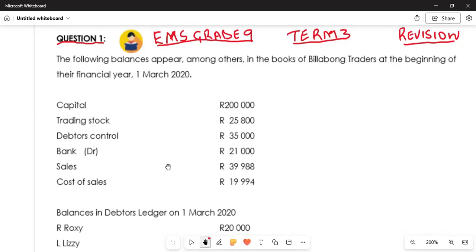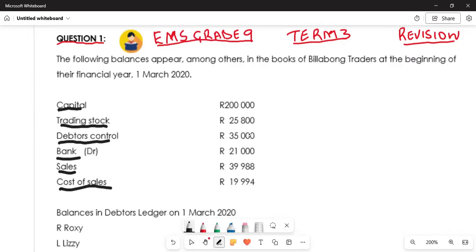So without wasting much time, let's quickly go straight to question 1. And here are the instructions. The instruction reads as follows. The following balances appear, among others, in the books of Billabong Traders at the beginning of their financial year, 1st March 2020. So here are the balances that we are told appear. This is what? Capital, trading stock, debtors control, bank, sales, cost of sales, and their amounts.